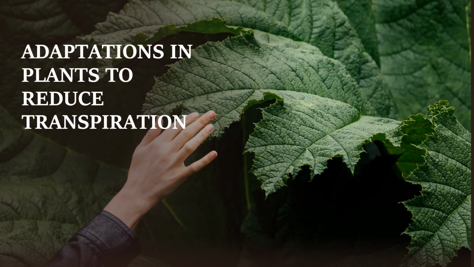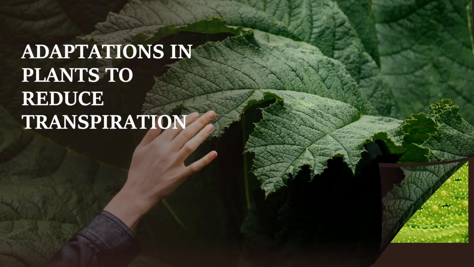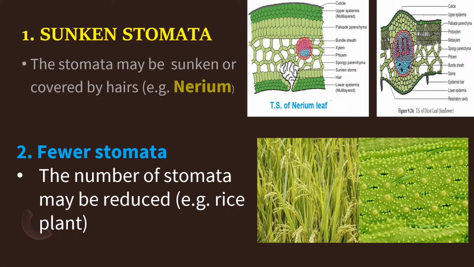Now we can discuss adaptations in plants to reduce transpiration. How the plants are adapted to reduce transpiration. This is also a very important topic. First one, sunken stomata. That is one of the adaptations to reduce transpiration. Example, nerium. Here you can see the T.S. of a nerium leaf.